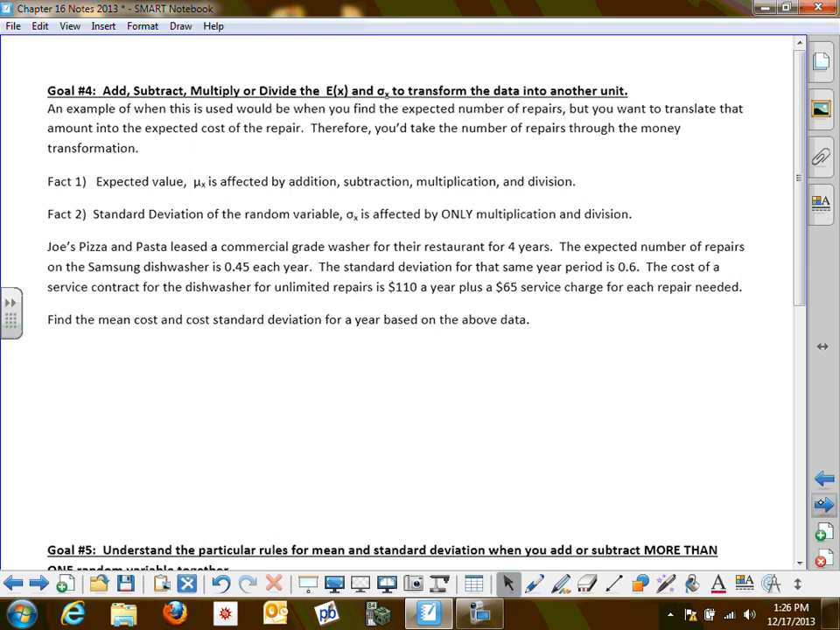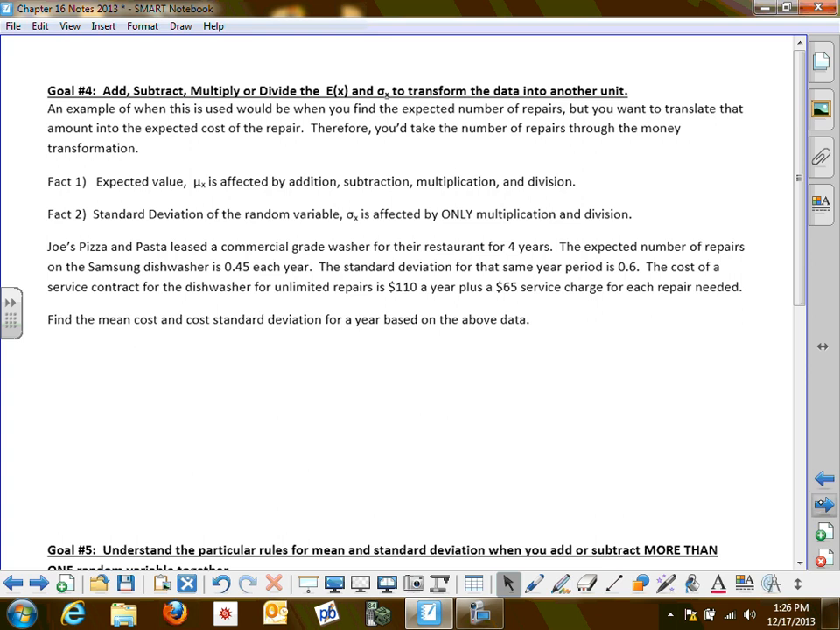Okay, so here we go. The good thing about goal number 4 is we can pretty much review. We have already done this concept before. It's just adding, subtracting, multiplying, and dividing the mean and the standard deviation. You know what to do with that.